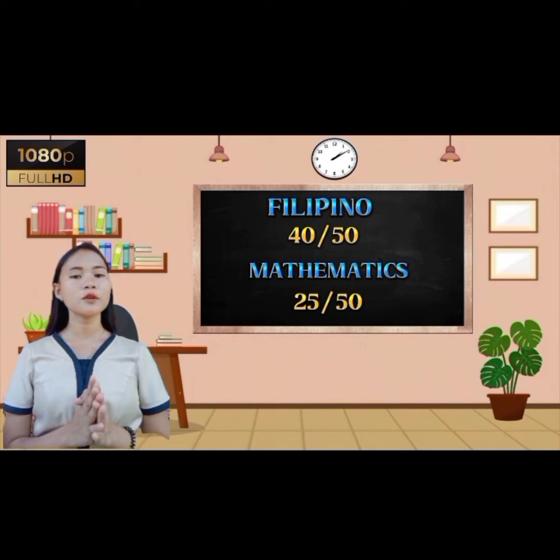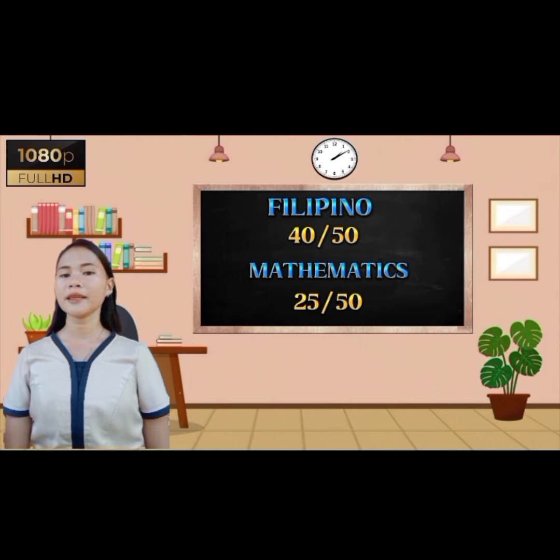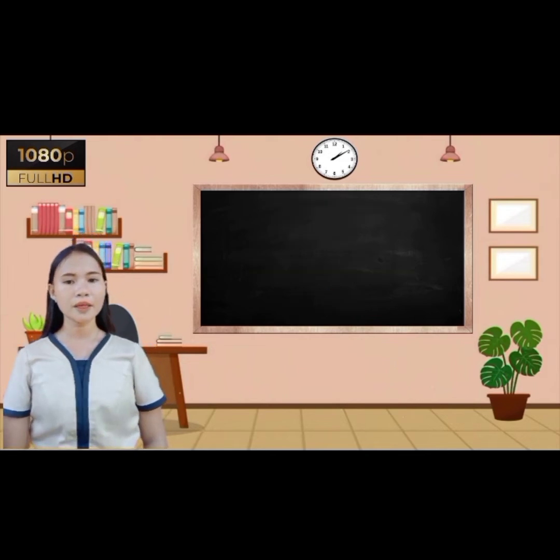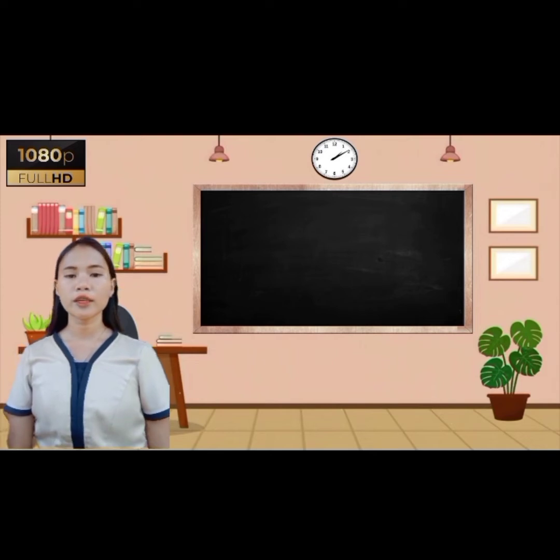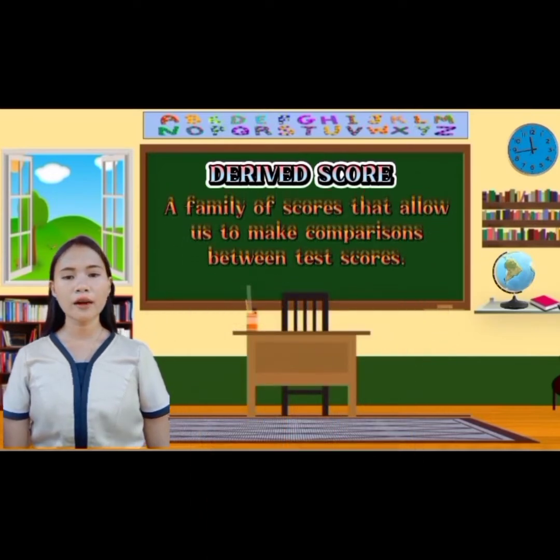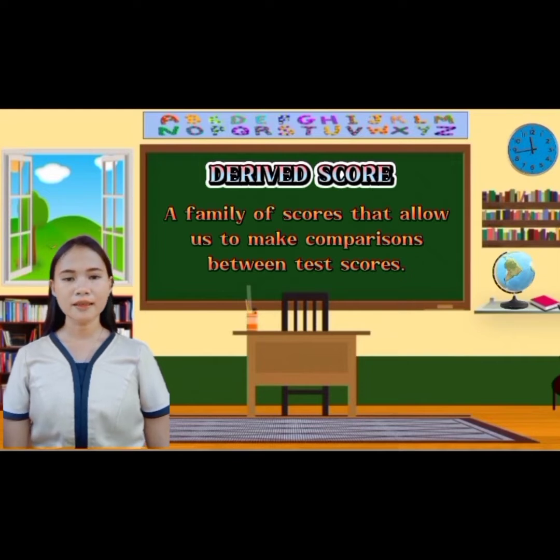So as you may have noticed, the students have different strengths and capacities in different fields. So how can we determine and make a comparison of these two raw scores? We can make the comparison by using a derived score. So what is a derived score? A derived score is a family of scores that allow us to make comparisons between test scores. So as in my example, we can compare these two raw scores from different subjects by using this derived score.